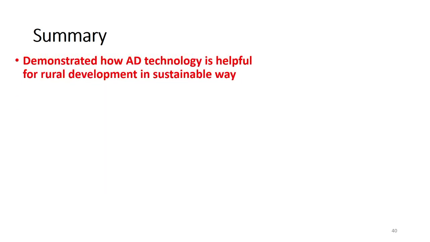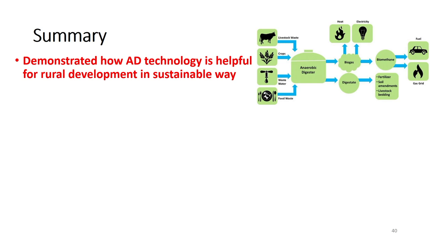So now we can summarize what we have discussed in this class. We have demonstrated how anaerobic digestion technology is helpful for rural development in a sustainable way. You can see the different processes. We can have different feedstocks, then we have digesters. We can generate biogas, which can be used for heating and electricity generation.